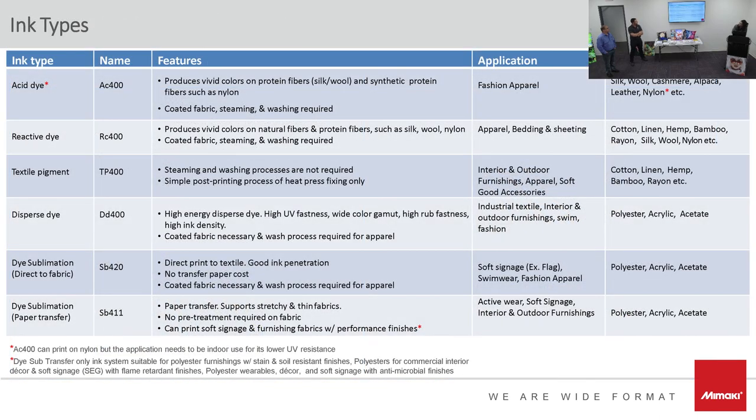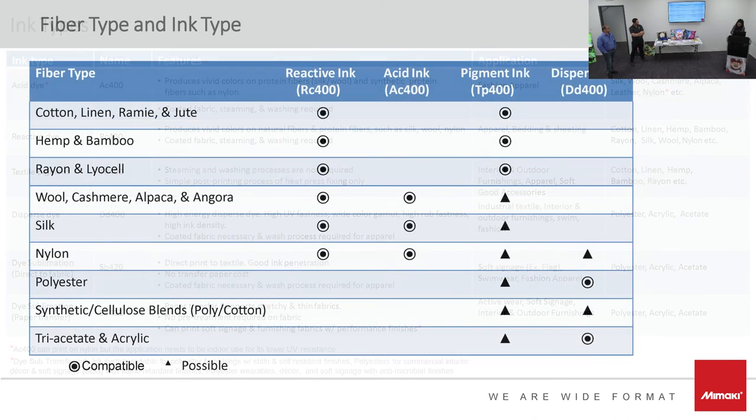And Mike kind of went over this earlier. This is just a more in-depth chart of the different ink sets that we recommend for each application. We have acid, reactive, textile, dispersed dye, dye sublimation for direct to fabric, and gas sublimation for paper transfer. And here's just a list of applications that you can create.